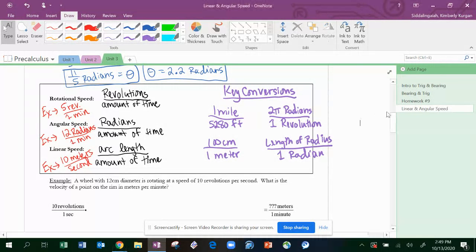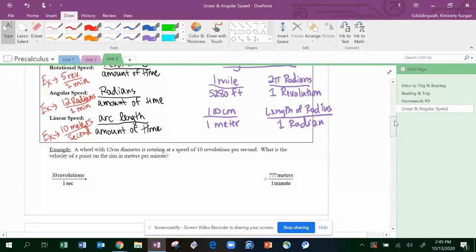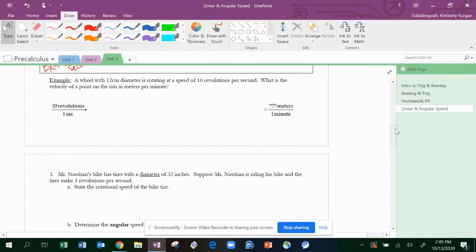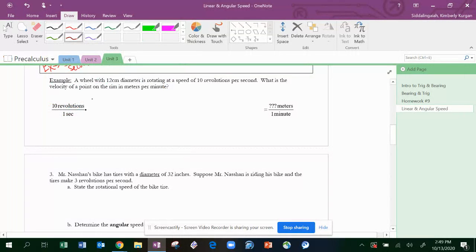Okay, so for the rest of us, if you are coming back off a pause, let's take a look at how this is going to go. For each of these, I'm going to write the goal of where I want to be so that I have a really clear idea of what I'm working towards. In the first example, I already have the 10 revolutions per 1 second because that's given. Notice it's a rotating speed. So that's our rotational speed.